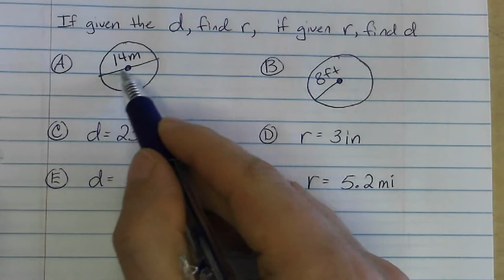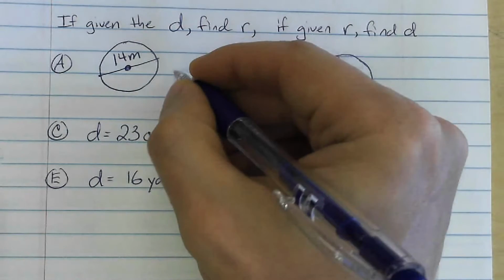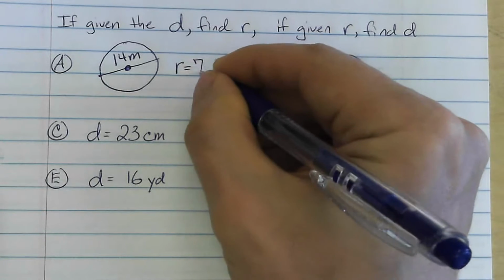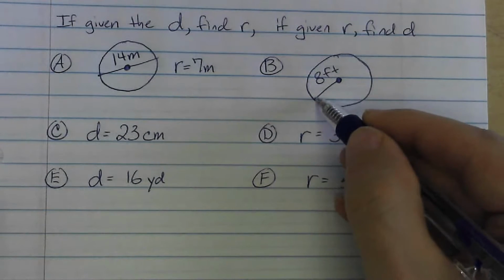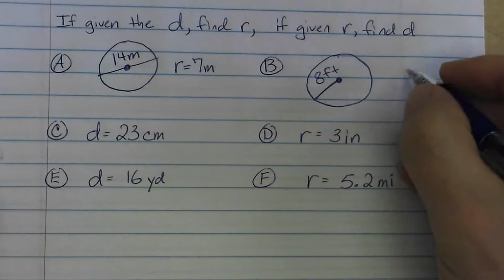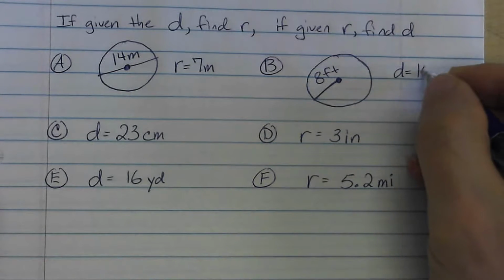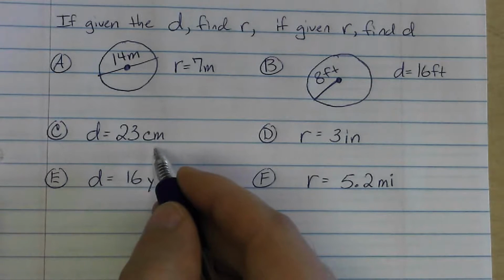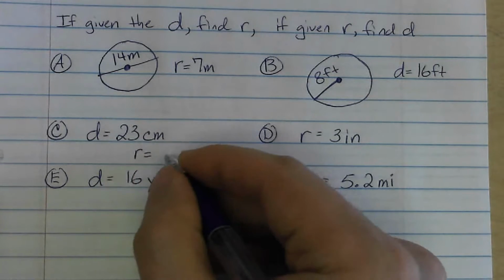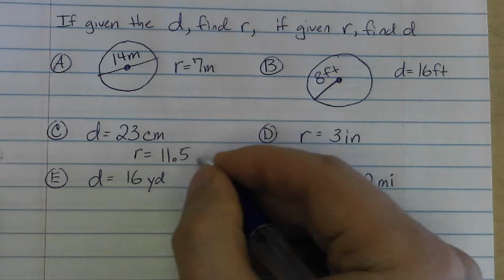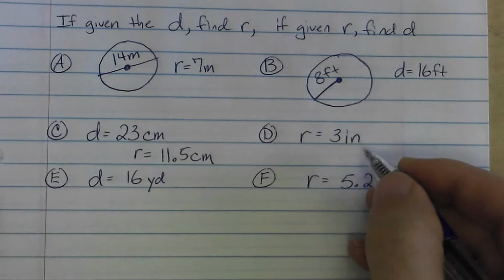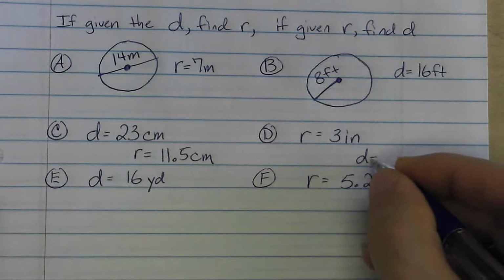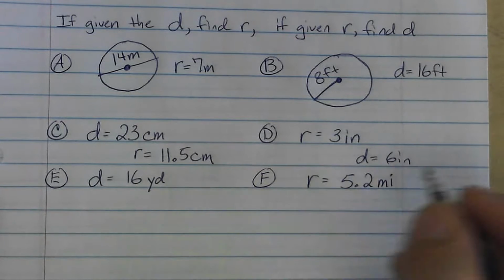Okay, this first one, we have a diameter of 14 meters, so the radius is going to be half that, 7 meters. Here we have a radius of 8 feet, so diameter is going to be twice that, 16 feet. Here we have a diameter of 23 centimeters, so the radius is going to be half that, which is 11.5 centimeters. Here we have a radius of 3 inches, so the diameter is going to be double that, 6 inches.